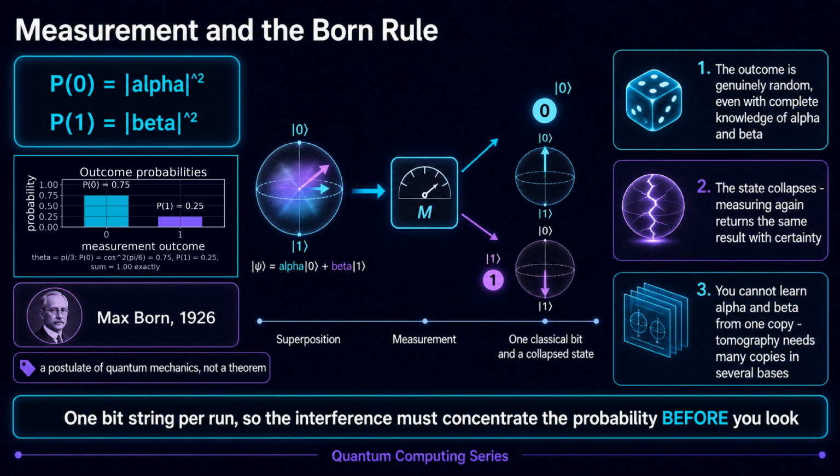3 consequences, listed on the right. The outcome is genuinely random even with complete knowledge of the amplitudes. The state collapses, so the superposition is gone, and you cannot learn the amplitudes from a single copy.